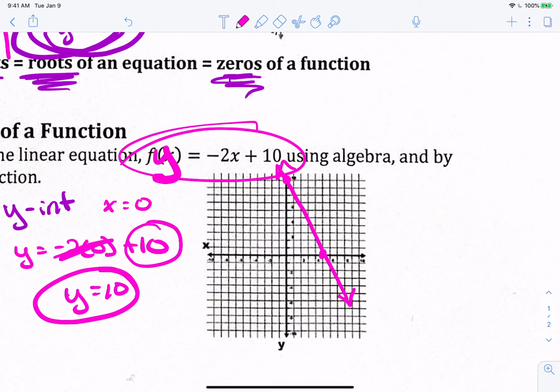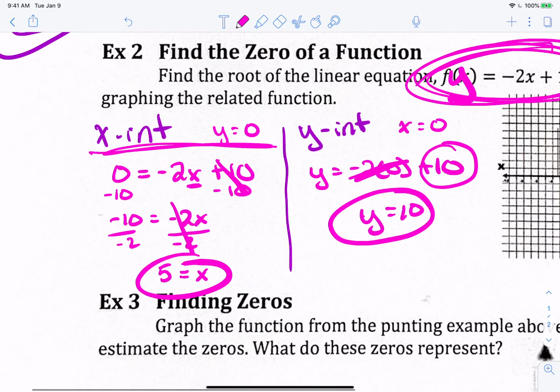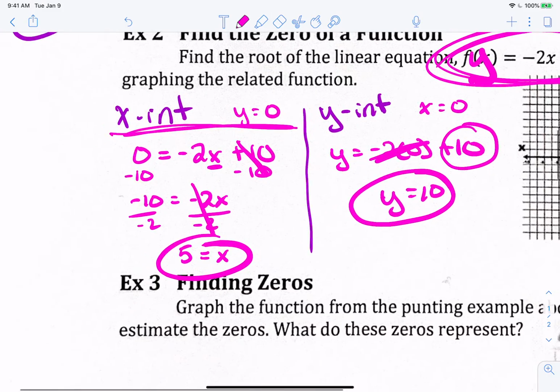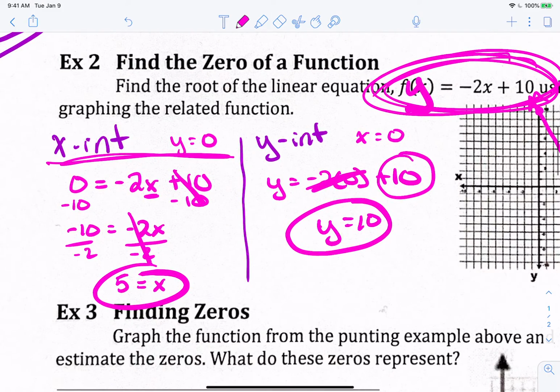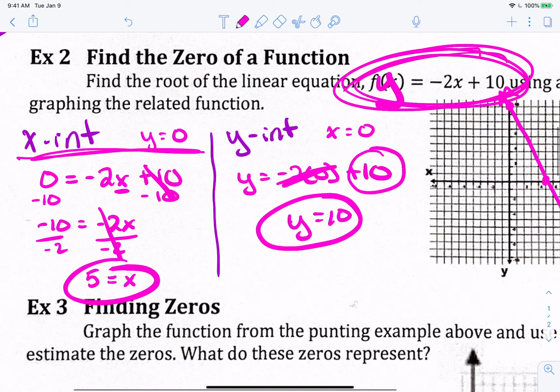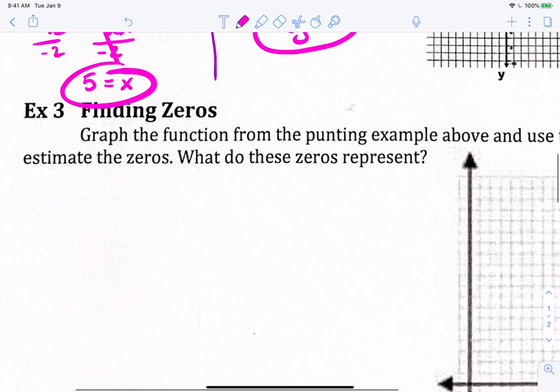Now, we could have graphed this without using the intercepts, right? Negative 2x plus 10 just means I start at 10, I go down 2 over 1, down 2 over 1, down 2 over 1, down 2 over 1. That's what it looks like as well. But we could graph it using the intercepts like we did here. So we've got two different ways of graphing linear functions now: the way that we usually do it, and then the x and y intercepts. Good? Okay, last thing, finding the zeros.